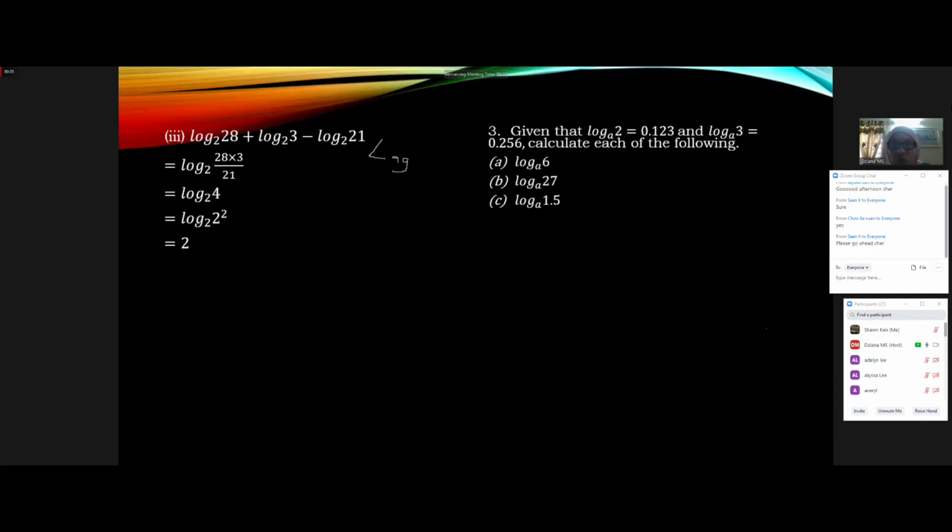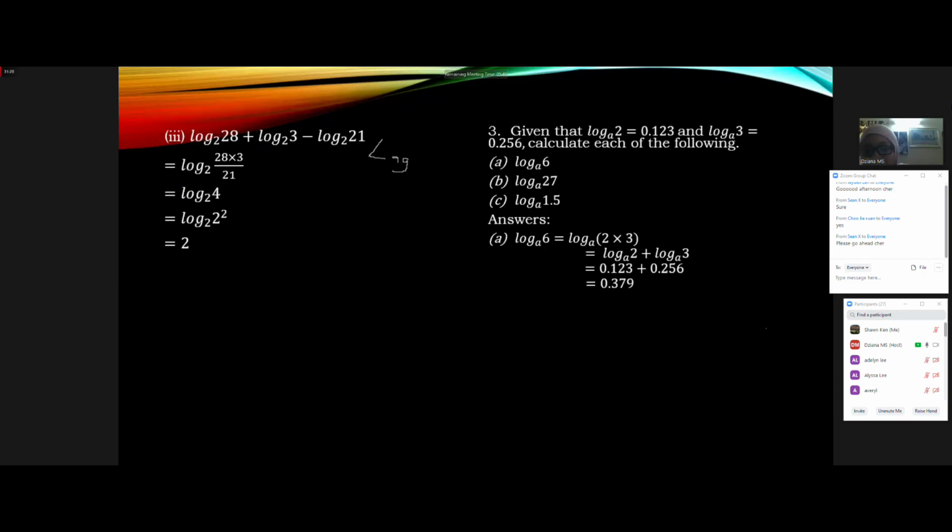Okay, how to get 6 from log a2 and log a3? So definitely to get 6 is 2 times 3. See, I open up 6, become 2 times 3. And the law of log, if it is times there, open it up, become log a2 plus log a3. So log a2 is given 0.123 and log a3 is given 0.256. Get the answer. 0.379.